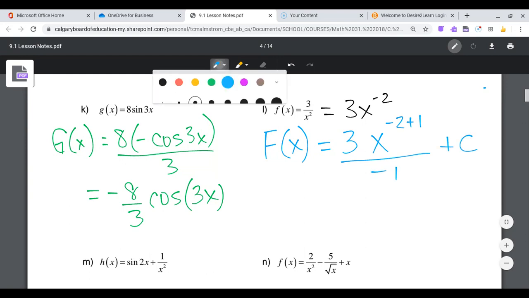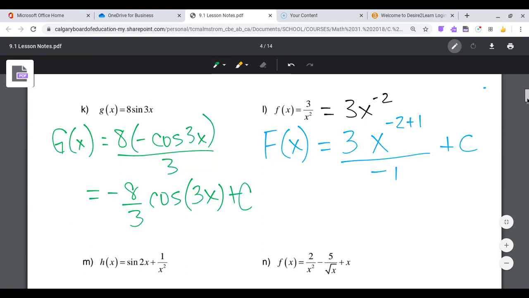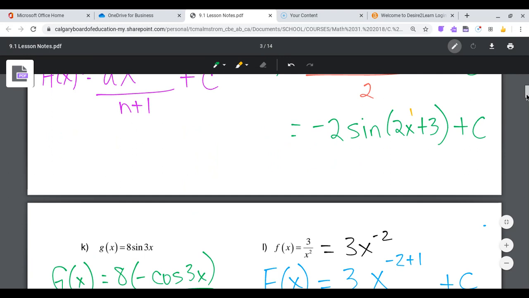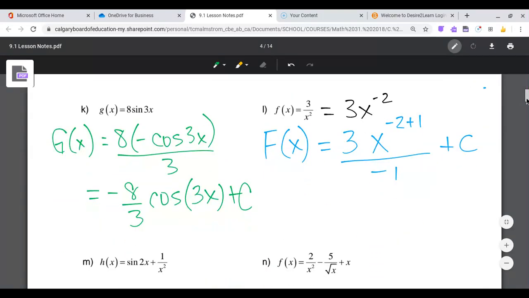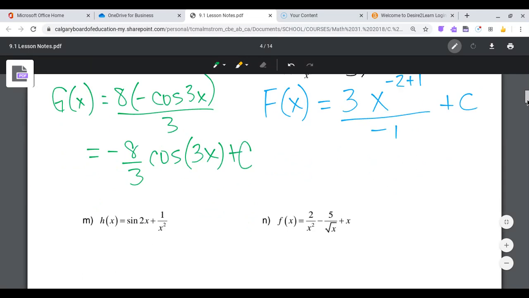I just realized in the previous question I forgot my plus c. So easy to forget. Now I want to go back and check. Okay, I got it on the other one. Okay, guys, so even Malmstrom has problems remembering the plus c. Okay, so here we go.